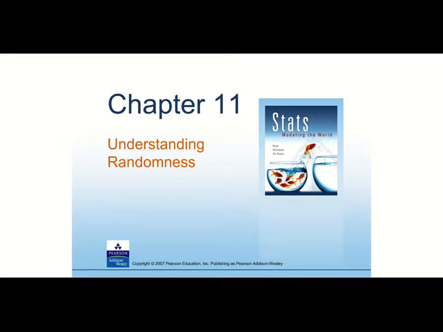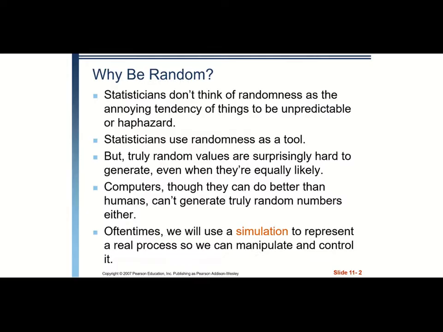Chapter 11 focuses on randomization, how randomization is used as a tool in statistics, and how to apply randomization to simulations and how we use those to create simulations to help us model real-world situations. To start, while randomization is a very simple concept to understand, it's actually a very complicated subject.